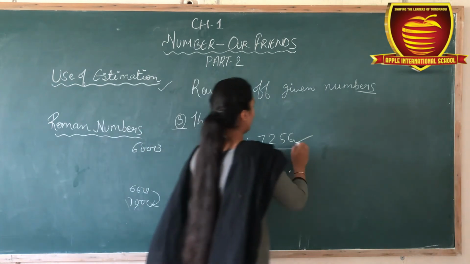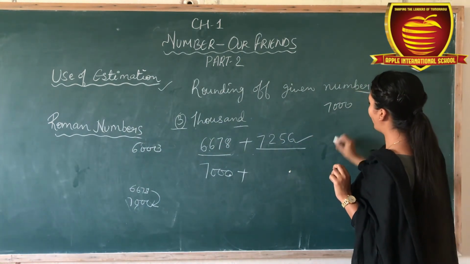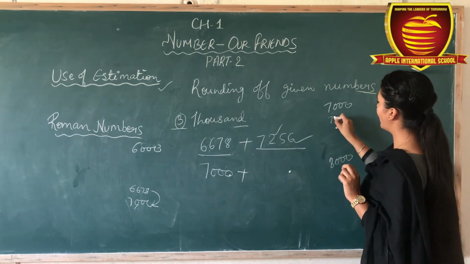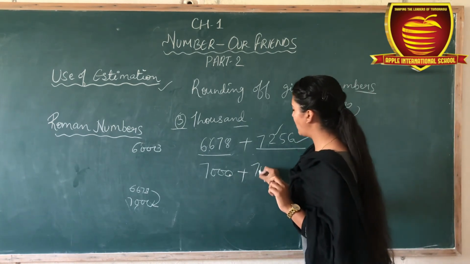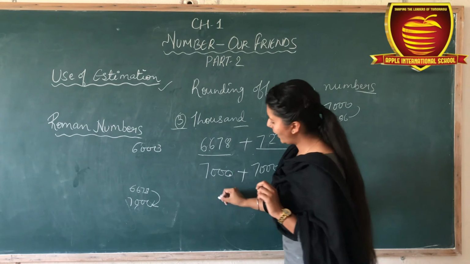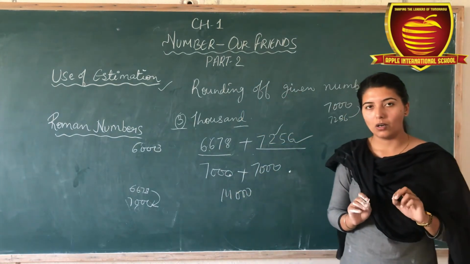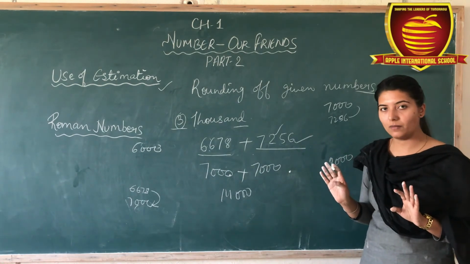Here you can see that 7256 lies between 7000 and 8000, and it is nearest to 7000. So the value of this one is also 7000, and the approximate sum becomes 14,000. Okay, is it clear to all of you what the use of estimation is?